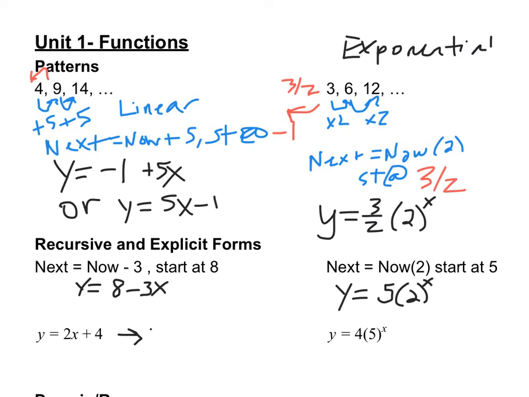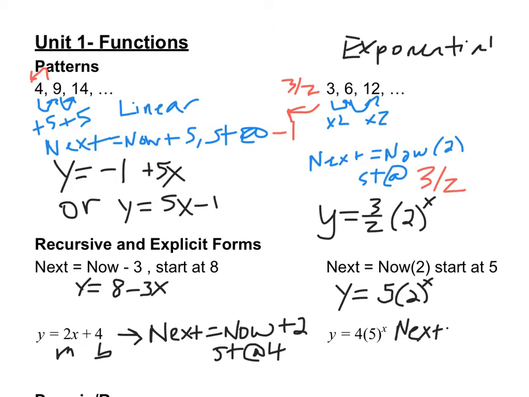Let's try the next one. So this next one is linear. Next equals now. And it might be easier to do your starting at first. When I'm doing a starting at, and we're talking about lines, remember you have your M and your B, and we always begin with B. So that's my starting at, which means the other number is going to be my pattern, so plus 2. Next equals now times 5, start at 4.